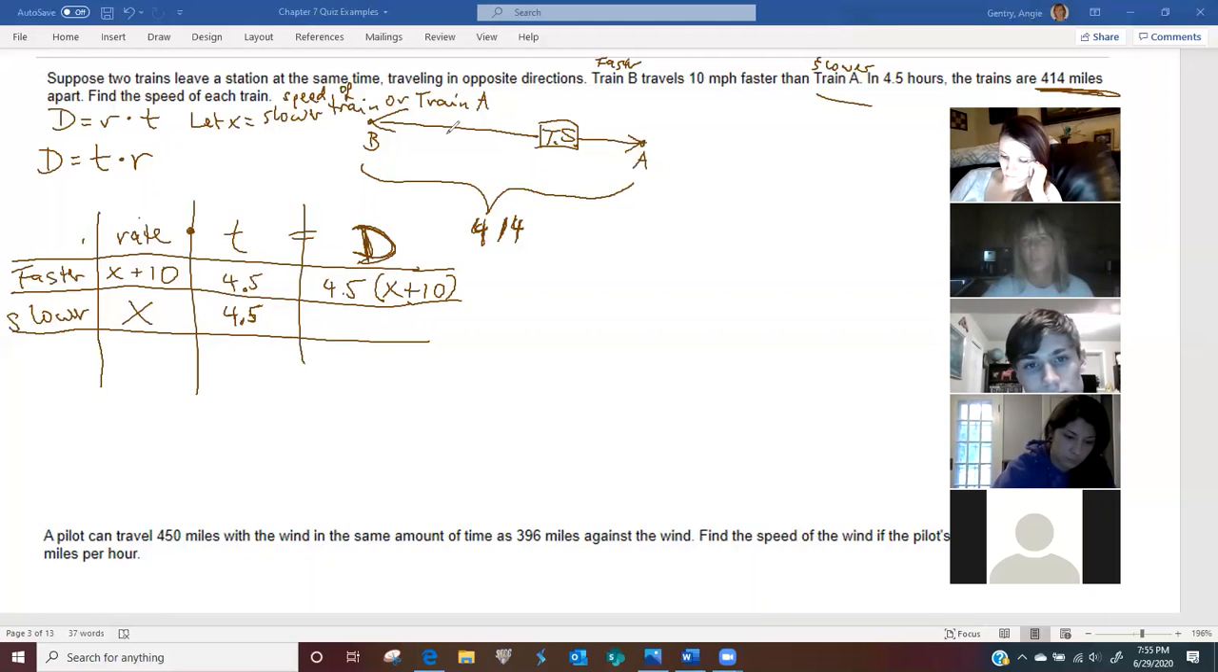That's why I love this picture. You need this picture, because I don't see how far this one traveled. I just know that the two of them together in 4.5 hours traveled that far, because that's how far apart they are. So then this is why we need a table, and we set it up like this. The slower is 4.5x.